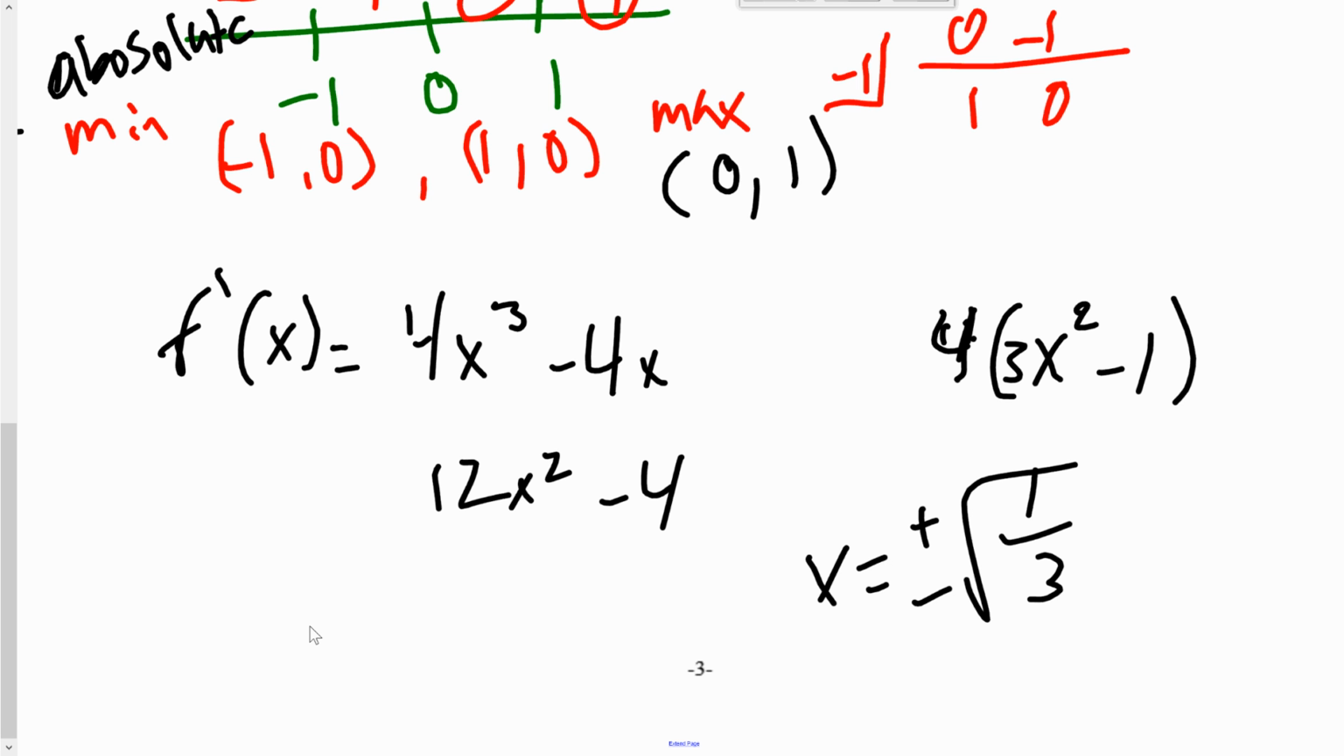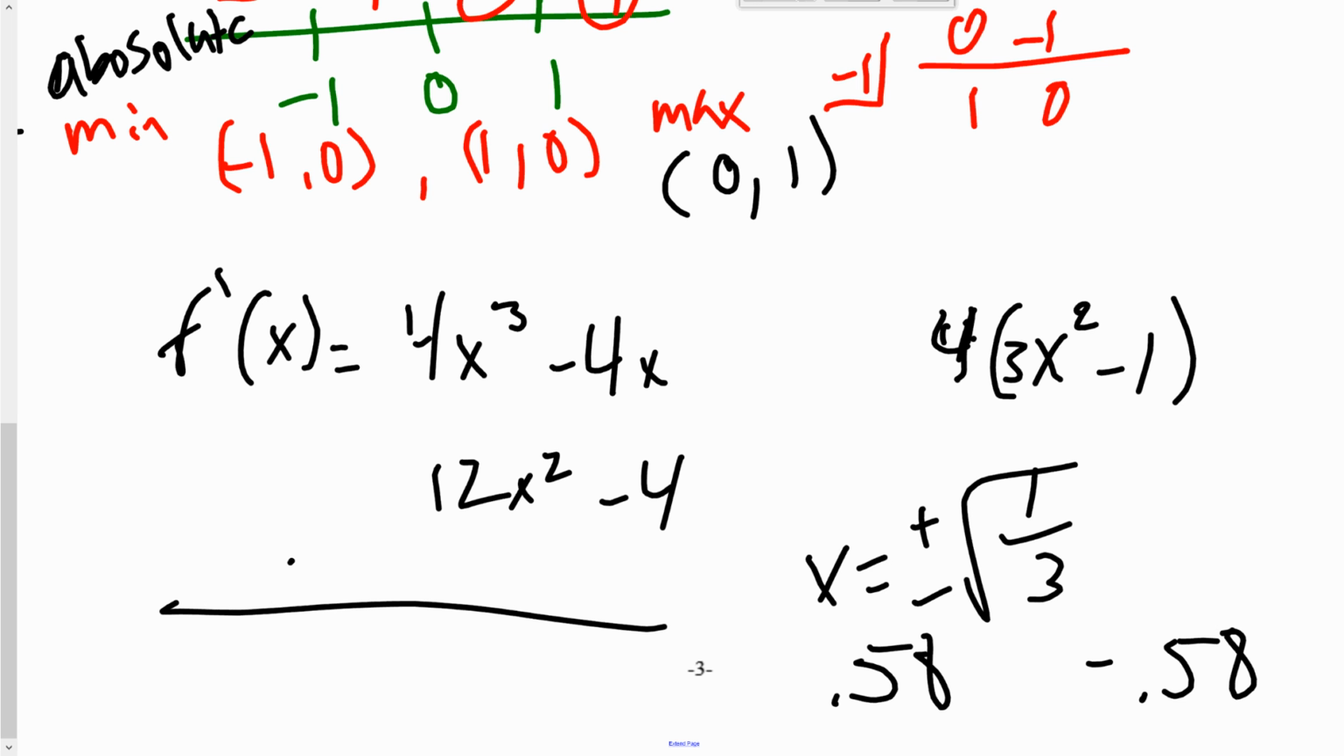So square root of 1 is just 1. So I divide 1 by square root of 3, and I'm using a silly calculator. Okay, so that is 0.58. So 0.58 and negative 0.58. Those are my values that I'm going to test, negative 0.58 and positive 0.58, which is almost a half.